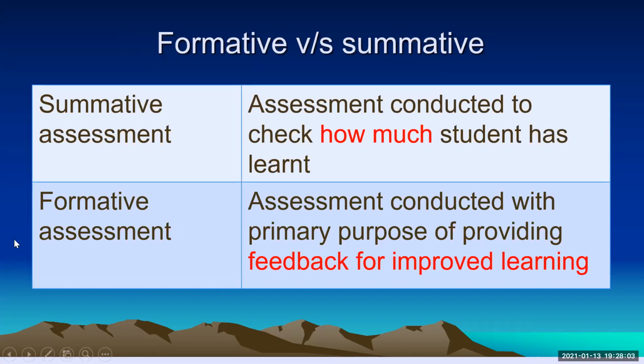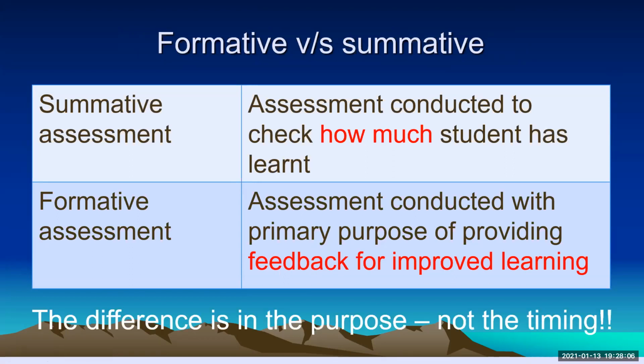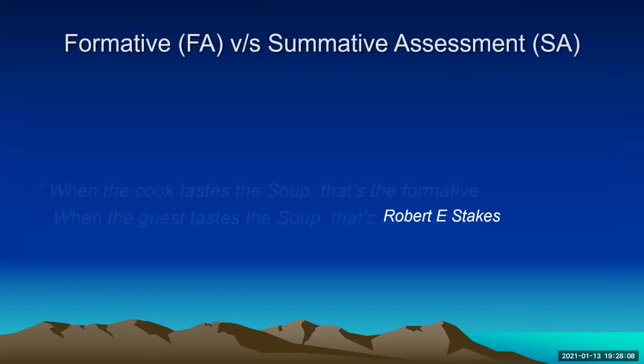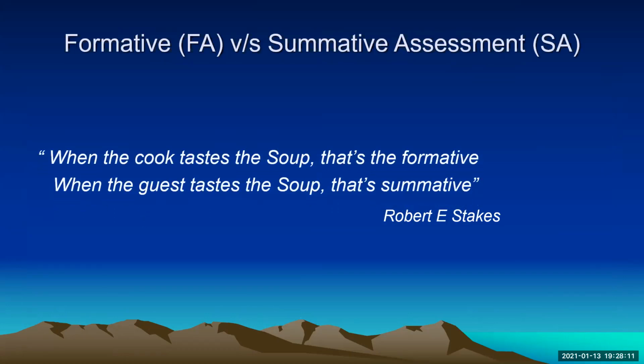Now a very useful analogy was given to understand the formative and the summative assessment. When a cook tastes the soup, that is a formative assessment, because here there is still a scope of improvement. The cook may say that no, some changes are required in the soup so that it is better. But once the guest tastes the soup, that is summative. That is again we can say pass or fail. Either the soup will be tasted good or not. So there is no scope for improvement after summative assessment. But for formative with feedback, there is always a scope for improvement.